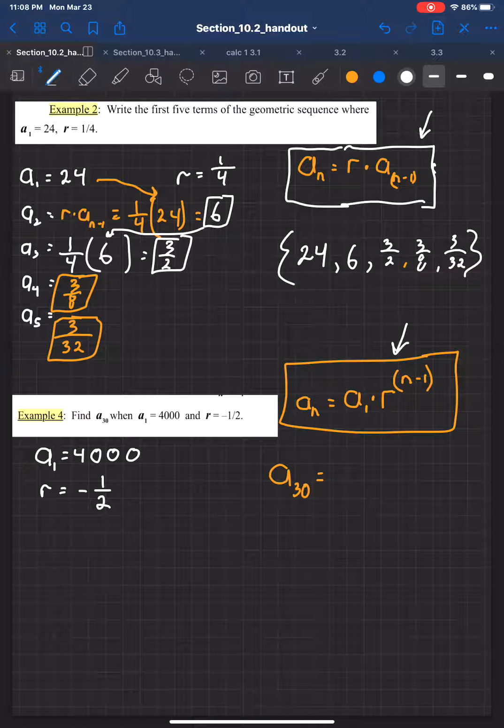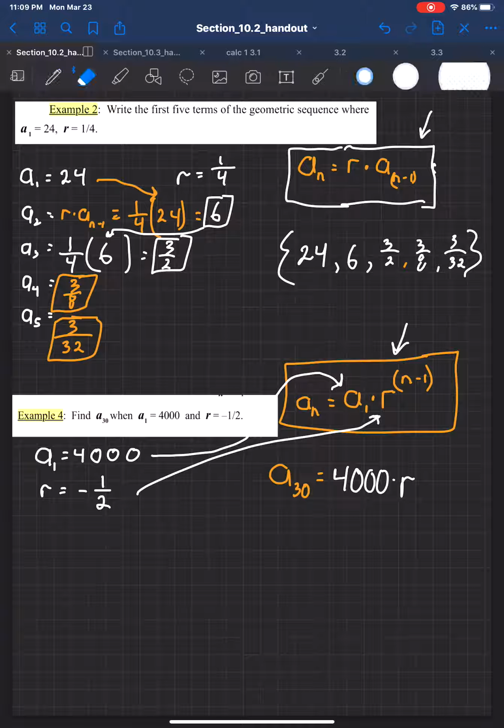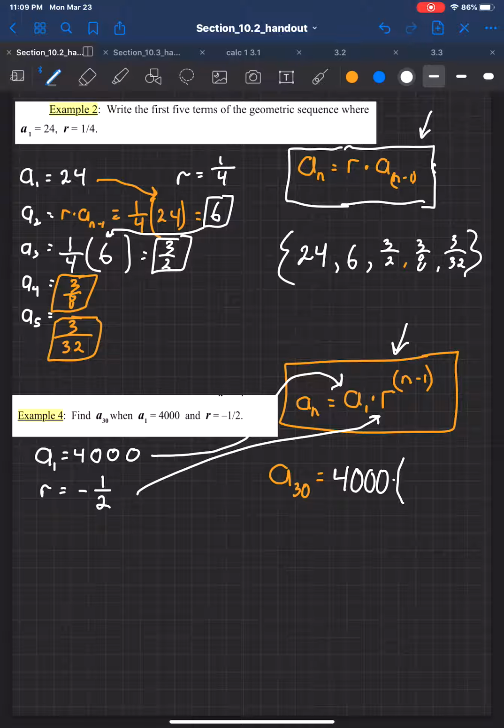So all I'm going to be doing is plugging in -1/2 for r, and I'm going to be plugging in 4,000 for a sub 1. So that's multiplied by negative 1/2 to the power of, and I'm going to leave this as n minus 1 for just a second.